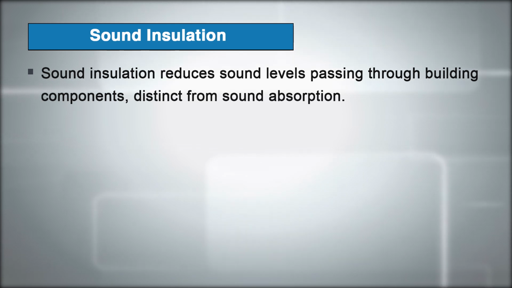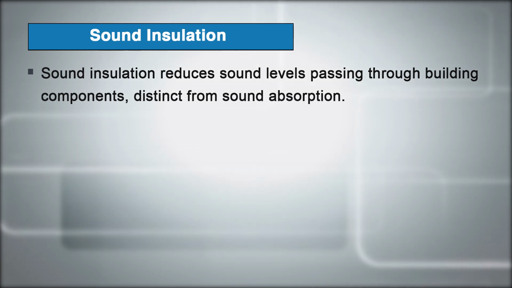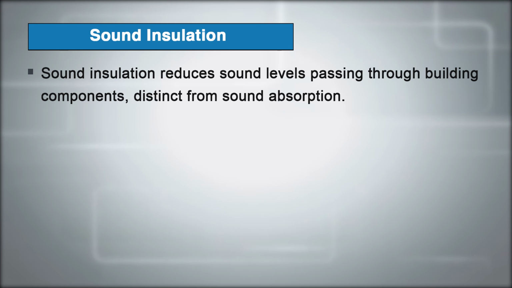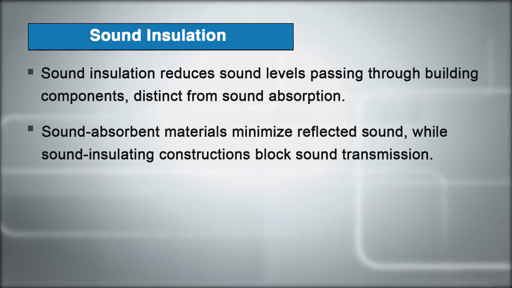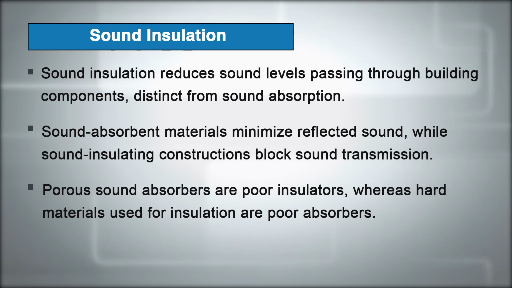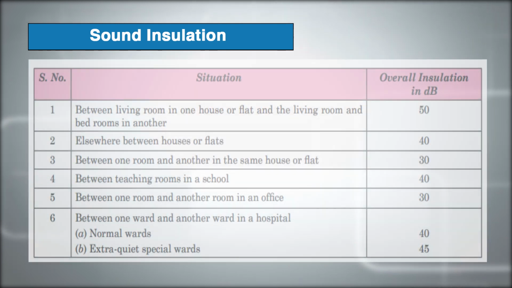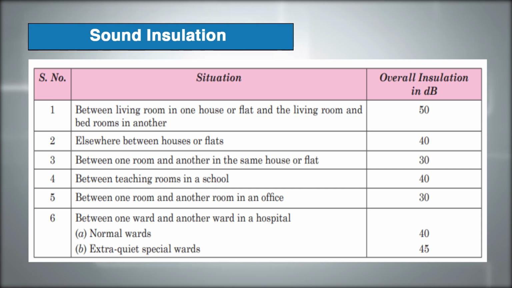Actually, sound insulation reduces sound levels passing through building components, distinct from sound absorption. Sound absorbent materials minimize reflected sound, while sound insulating construction blocks sound transmission. Porous sound absorbers are poor insulators, whereas hard materials used for insulation are poor absorbers. Sound insulation should be achieved using suitable materials and methods.